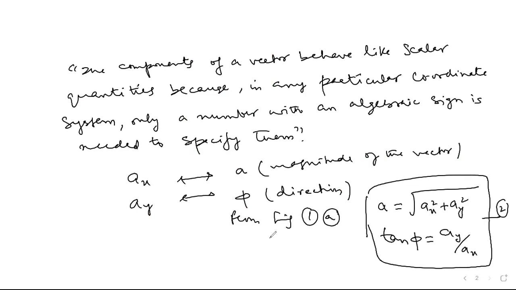Now in three dimensions, the process works similarly. Just draw perpendicular lines from the tip of the vector to the three coordinate axes x, y, and z. Then we have three components, ax, ay, and az, right?